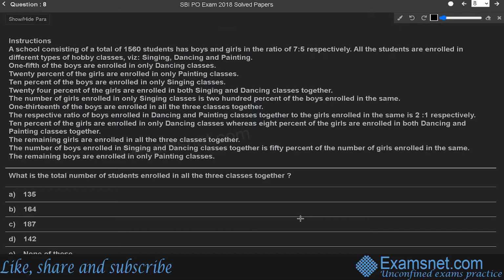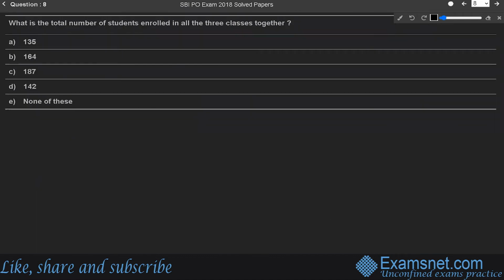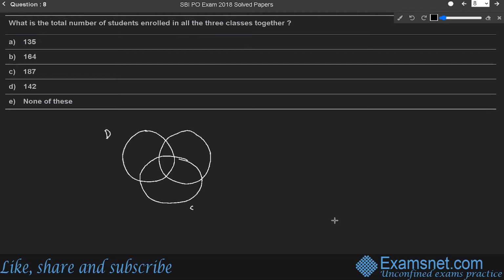We have already calculated all the values, and let us just look at the Venn diagrams. So for girls, the Venn diagram was this way: dancing, singing and painting. It is 65, 156, 65 again, 52, 130 and 182.